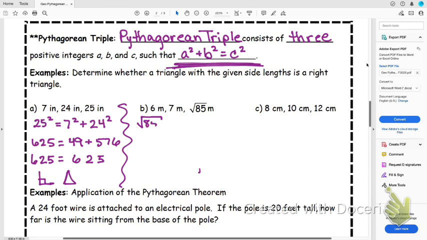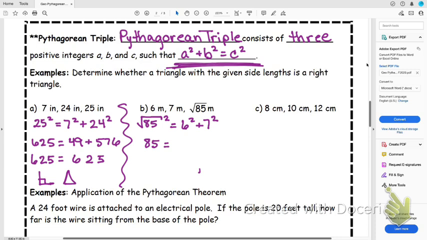Or possibly. So square root of 85 squared equals 6 squared plus 7 squared. Since square rooting and squaring are inverse operations, when I square root, I just get what's inside. They undo each other. So when you square a square root or you square root a square, they cancel.